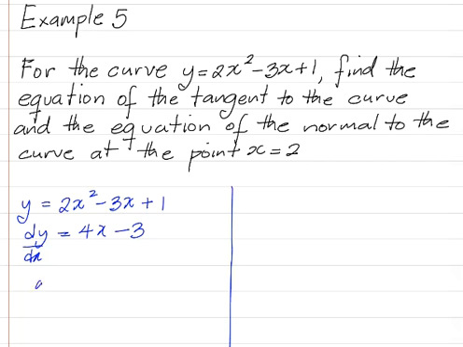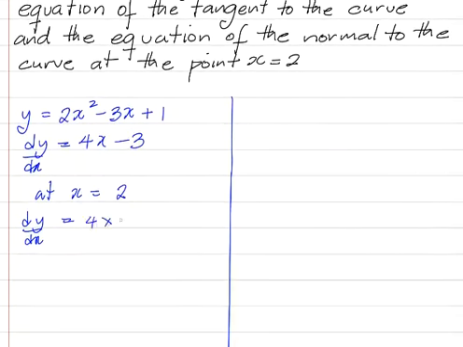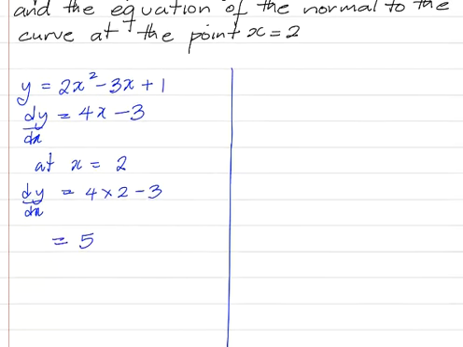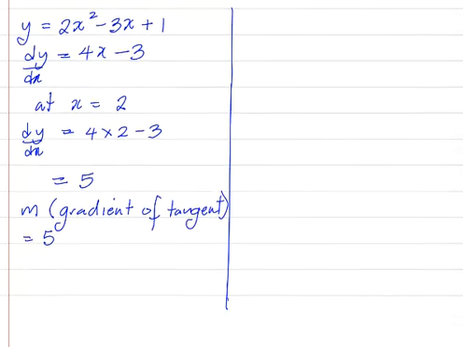Now, next I'm going to say at x is equal to 2, dy by dx would be equal to 4 times 2 minus 3. 4 times 2 is 8, 8 minus 3 is 5. So the gradient is 5. Alright, so m, the gradient of the tangent, is also equal to 5. The gradient of the curve is equal to the gradient of the tangent to the curve.